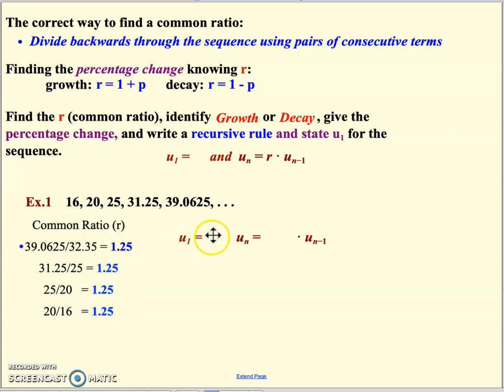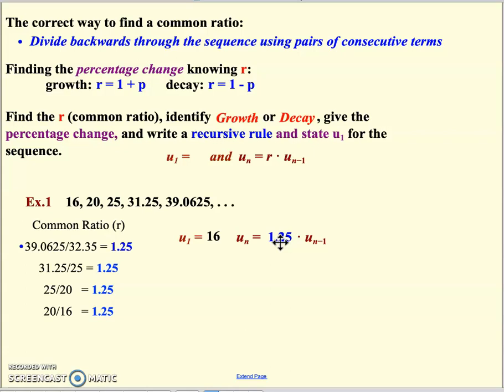So what I can do for starters is talk about what's my first term, 16, common ratio, and create just your standard geometric sequence rule or formula. But then let's break down what the 1.25 is. So the 1.25 is your R, right? So when you do that division going backwards, you are clearly finding an R. So what is the percentage change? Well, the percentage change is actually the 0.25. So in other words, there's a 25% increase from 16 to 20, 20 to 25, and so on.